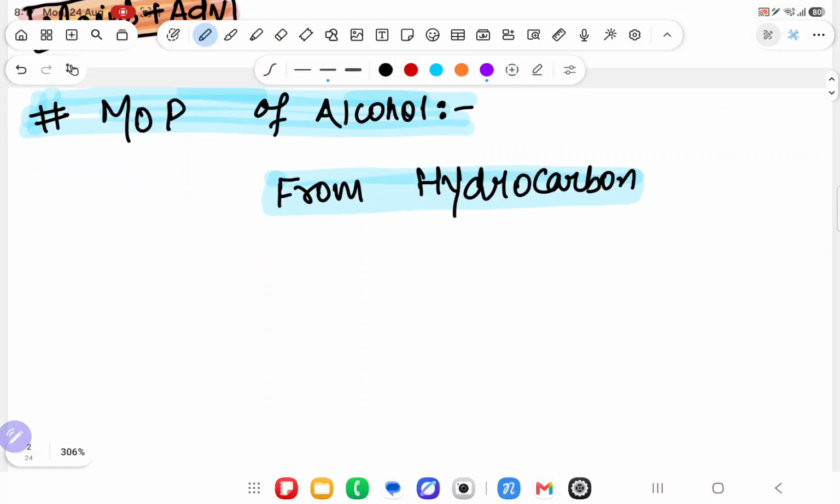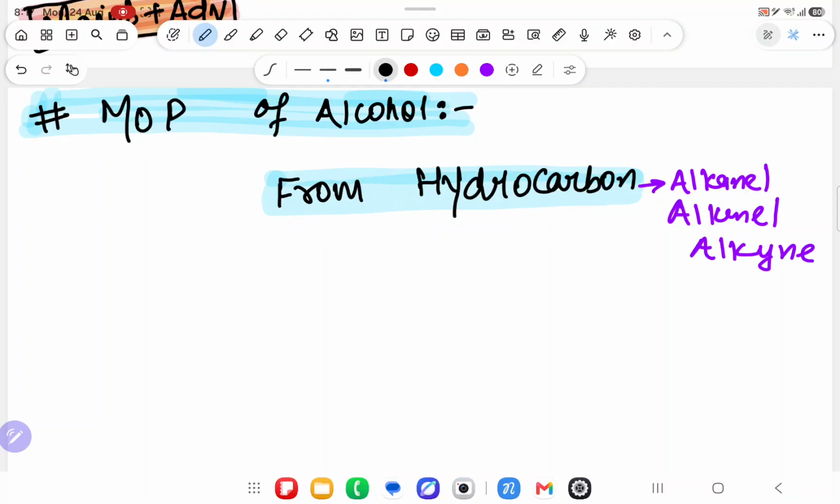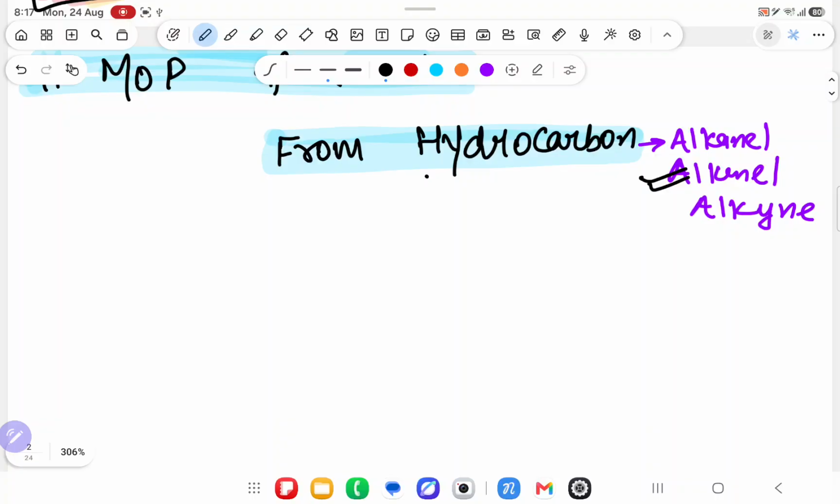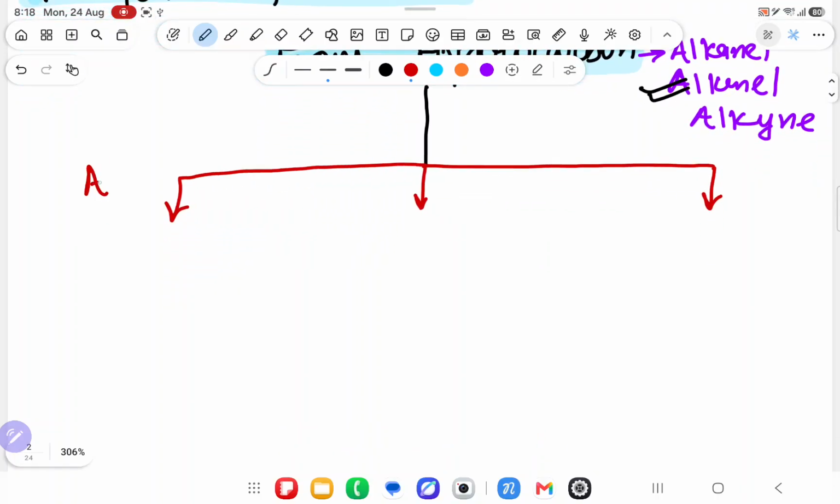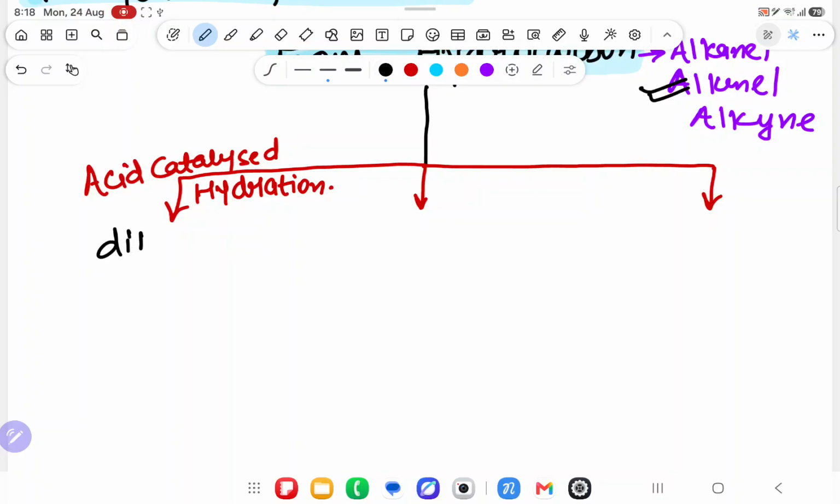From hydrocarbon, meaning either alkane, alkene, or alkyne. Basically we have to study from alkene. There are 3 methods to produce alcohol from hydrocarbon. The first method is known as acid catalyzed hydration. In acid catalyzed hydration we will use dilute H2SO4, or we will use H plus, H2O.